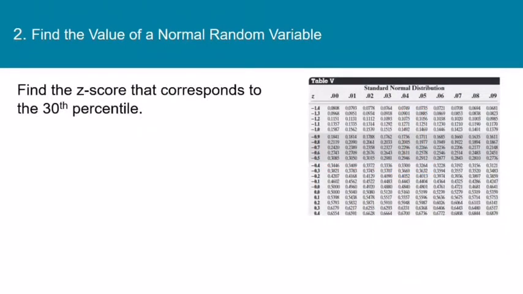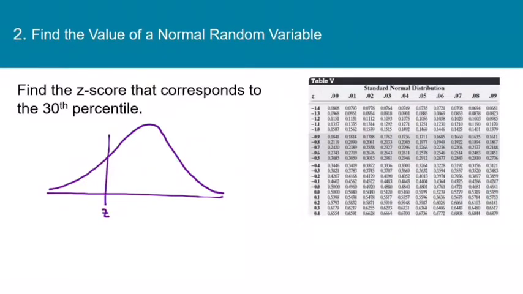And now let's find the z-score that corresponds to the 30th percentile. So again, draw yourself a curve. The 30th percentile is going to have an area of 0.3 to its left. So that z-score is going to have to be somewhere here on the left side, because remember, right in the center would be an area of 0.5. So a z-score that has an area of 0.3 to its left would have to be somewhere over here.